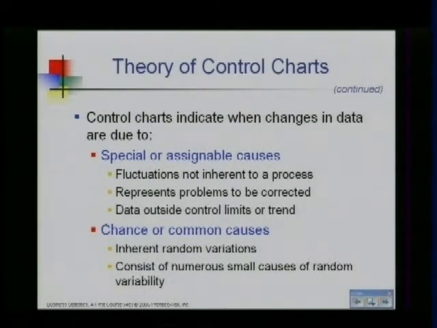If all the data is in control and there's no trend, then all the variation is due to chance or common cause variation, is our assumption. If we have data outside of the control limits or a trend, that may indicate special or assignable cause variation.